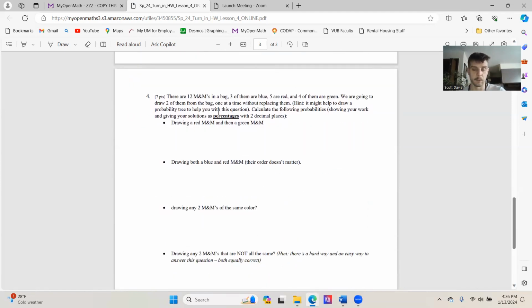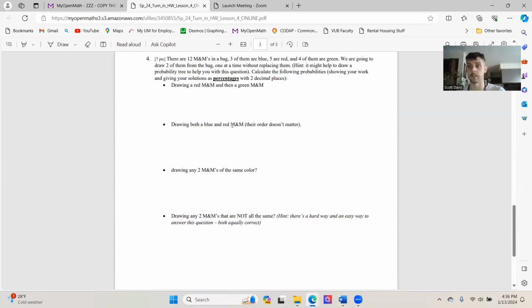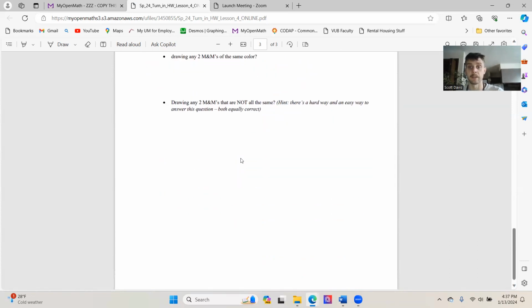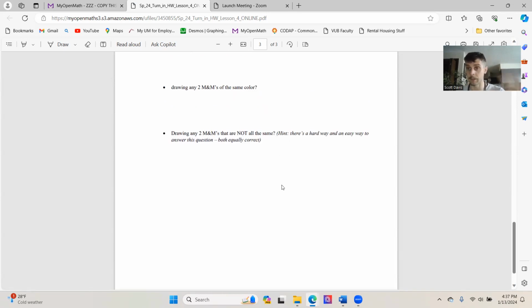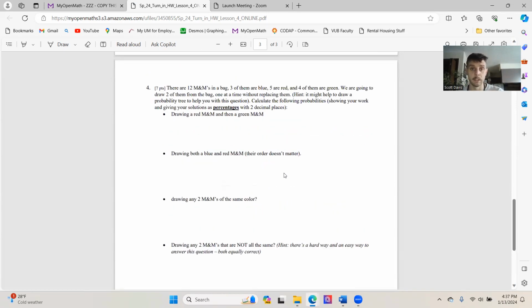And finally, a question about a 2-step process pulling M&Ms from a bag. If you want to draw a tree diagram, it might help you keep in mind, order mattering, order not mattering, and thinking of an easy approach to some of these problems. There might be an easier way than kind of the direct calculation. Either one is fine, but again, show your work.